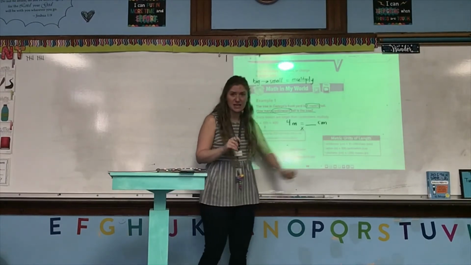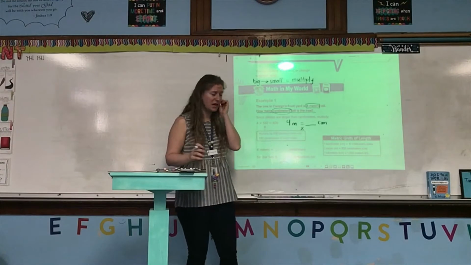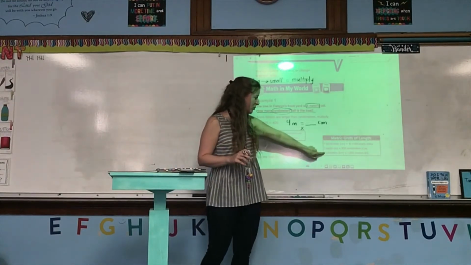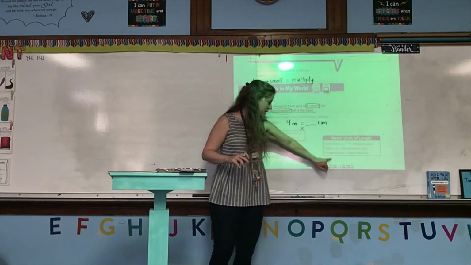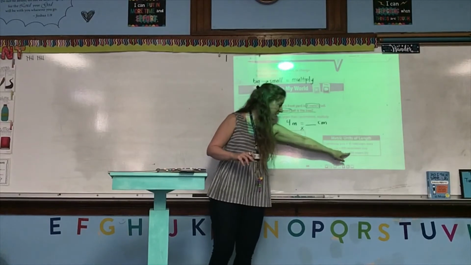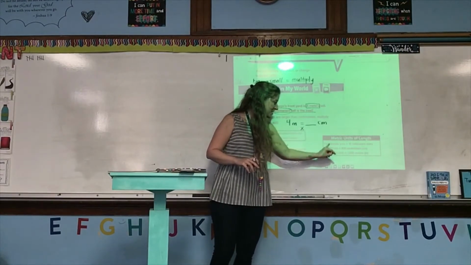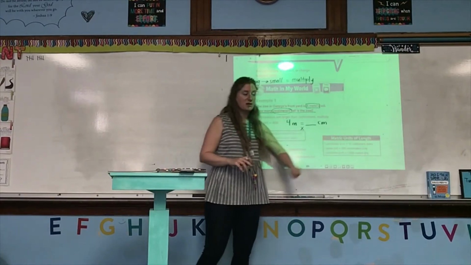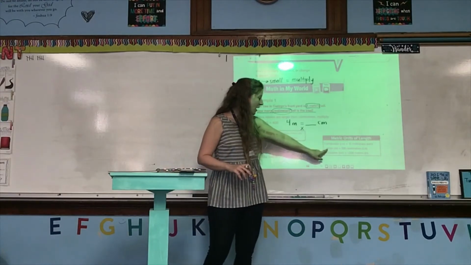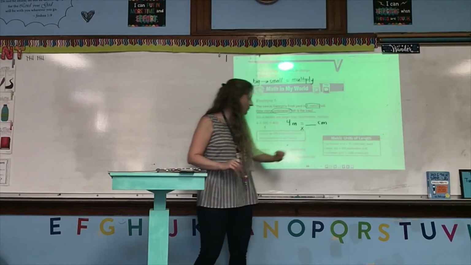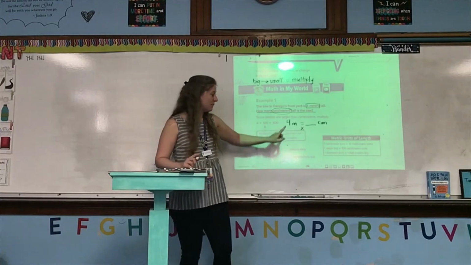Because meters and centimeters are right next to each other, we don't have to go, like if we knew kilometers and we were trying to find millimeters, well, we'd have to go from kilometers to meters, then meters to centimeters, then centimeters to millimeters. But we know how many centimeters are in 1 meter, so we don't have to do that.